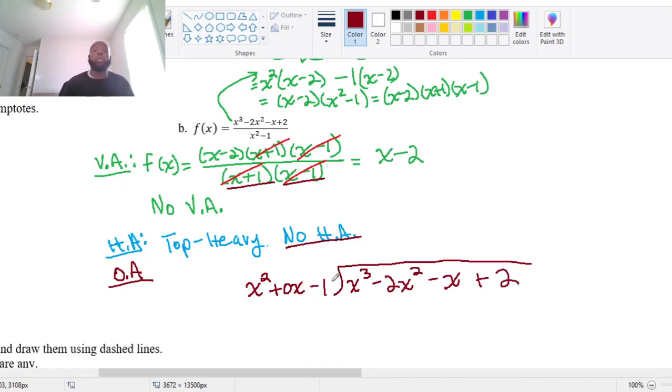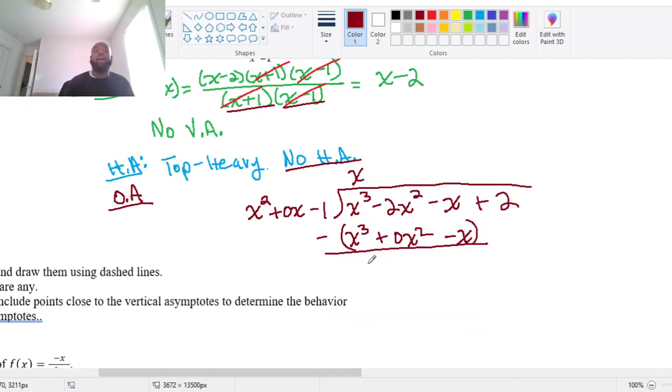All right, and so x squared goes into x cubed, x times. I go back and multiply that. I get x cubed plus 0x squared minus x. I do my subtraction of each of those terms. Those cancel. I get a negative 2x squared, and minus a negative x, which is plus x, with that negative x is 0x. And I get a plus 2 here.